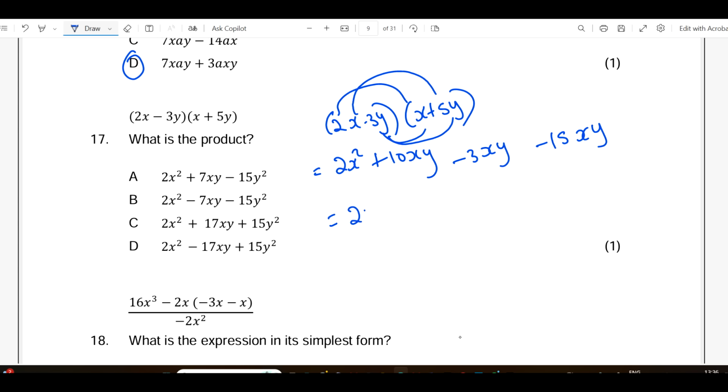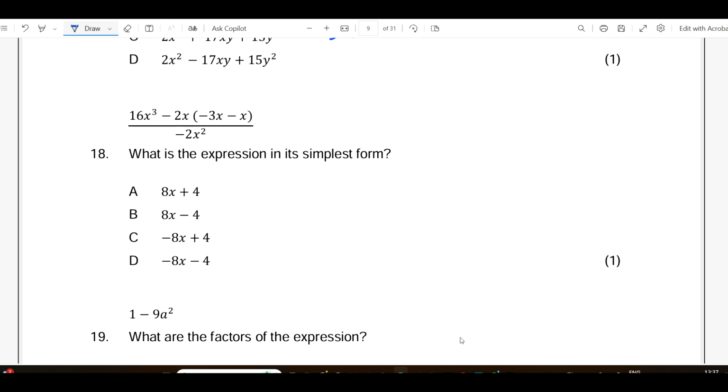So the answer is going to be 2x squared plus 10xy minus 3xy is 7xy, minus 15y squared. So the correct answer is going to be 2x squared plus 7xy minus 15y squared. The correct answer is A.